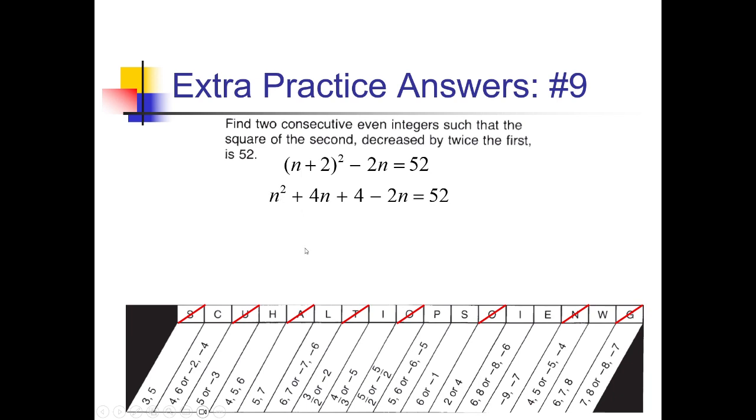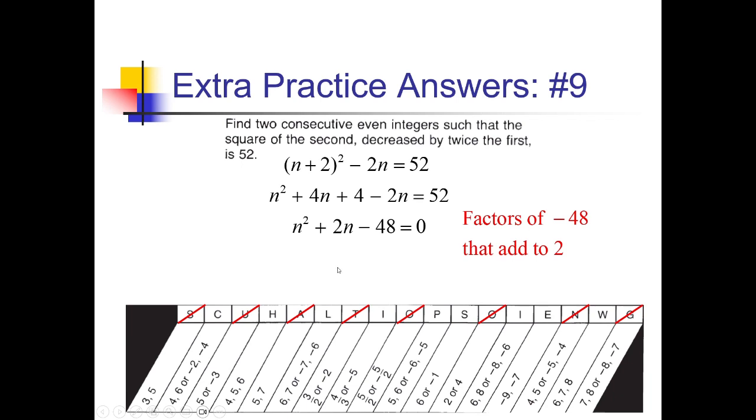N squared is good as it's going to get. 4n minus the 2n that's already on the left side is a plus 2n. And then 4 minus the 52 that we're moving over here is negative 48. So that all equals 0. Since I have a 1 for the squared coefficient, I'm just looking for factors of negative 48 that add up to 2. So let's see, 1 and 48, we've got 2 and 24, 3 times 16 doesn't work, 4 and 12 doesn't work, 6 and 8 works, negative 6, positive 8.